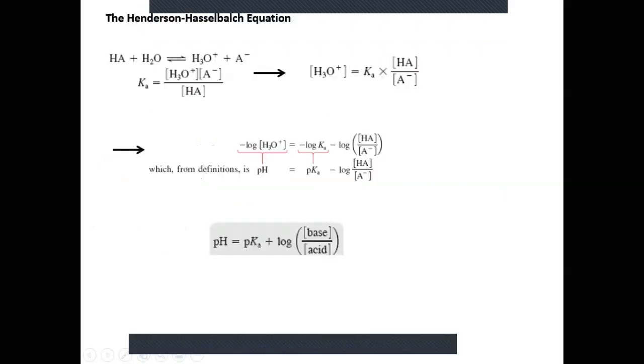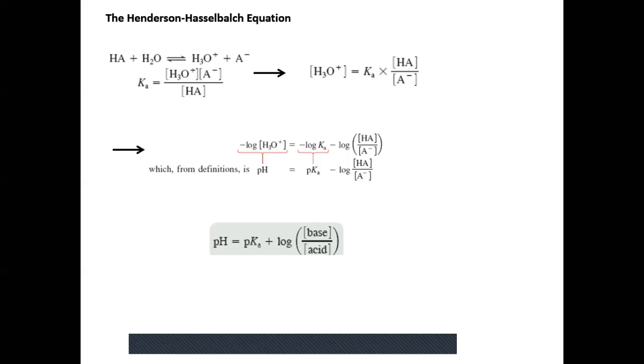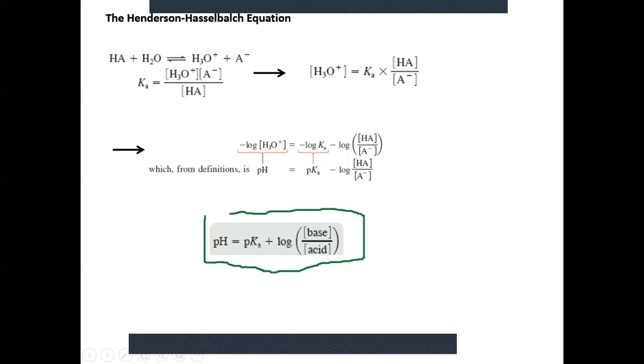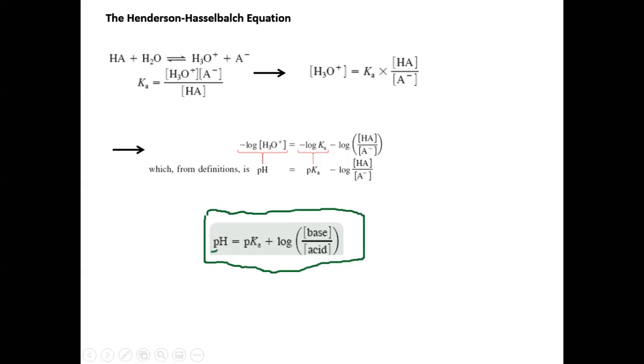So now what we're going to do is simplify this Ka expression for a buffer, which is H3O+ times A-, the conjugate base concentration, divided by the conjugate acid concentration. We take the negative log of H3O+, which equals the negative log of Ka minus the log of HA over A-. And what we get is the equation that helps us determine the pH of a buffer, the Henderson-Hasselbalch equation. So pH equals the pKa plus the log of the concentration of weak base over the weak acid.